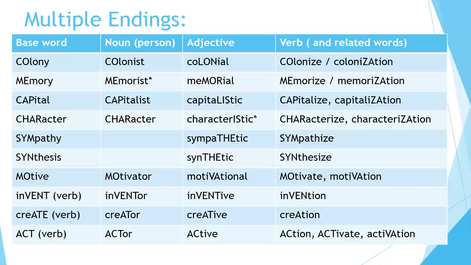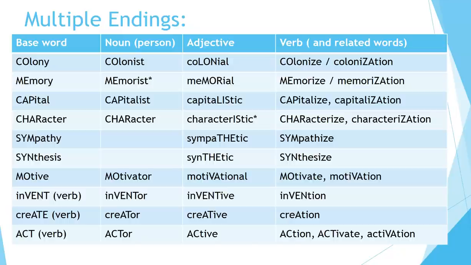I'm going to read the columns from top to bottom so you can see the patterns. The base word could be a noun or a verb. The first few are nouns, the last three are verbs. Colony, memory, capital, character, sympathy, synthesis, motive. Notice how in most of these words, the first syllable is stressed. With the next three, invent, create, act. These are verbs, and the first or second syllable is stressed.